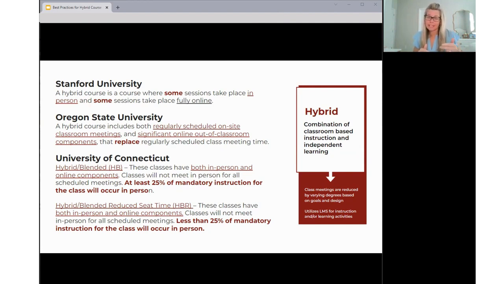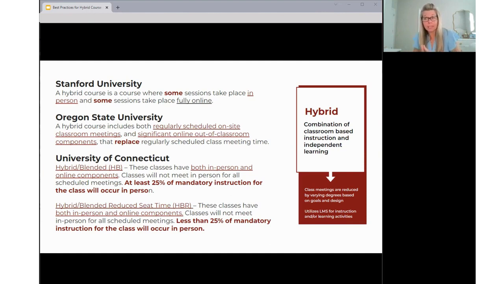University of Connecticut actually has 2 levels of hybrid. They have the hybrid blended, which they denote with HB, and these classes have both in-person and online components. Classes will not meet in person for all scheduled meetings. At least 25% of mandatory instruction for the class will occur in person. So again, more specific: at least 25% of the class time needs to be spent inside the traditional classroom.